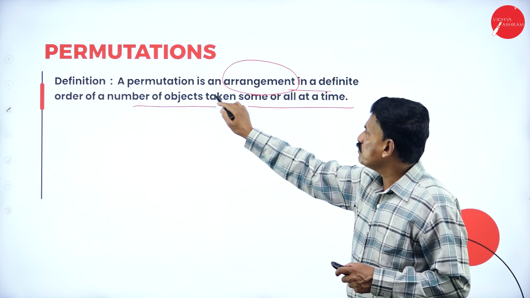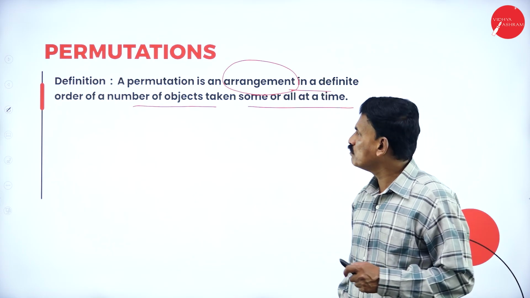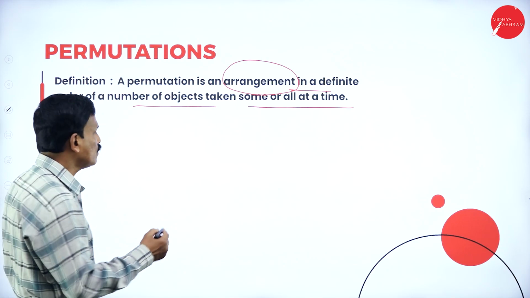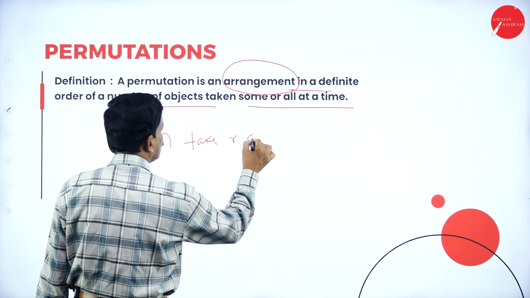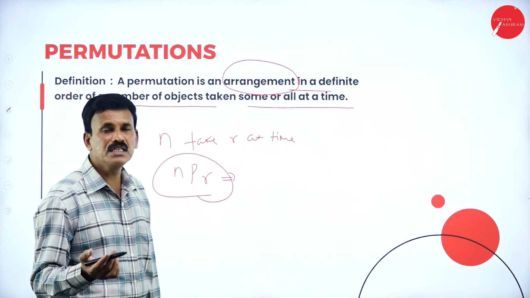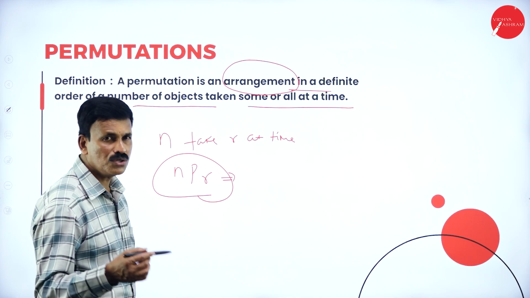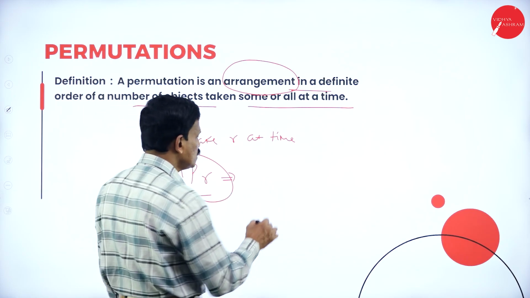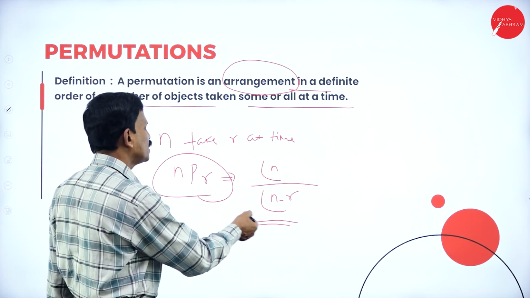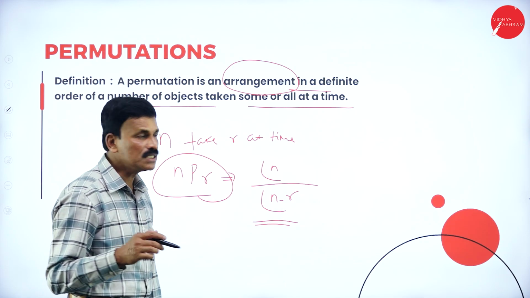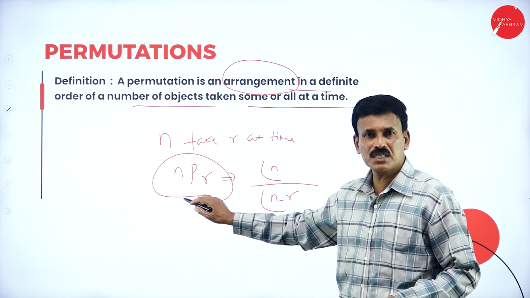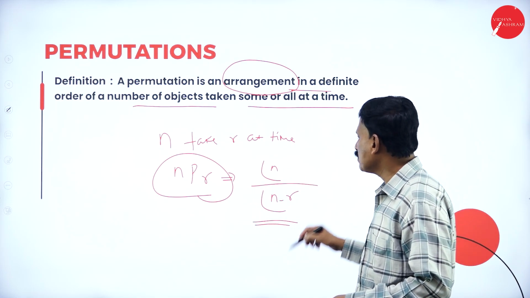So, a permutation is an arrangement in a definite order of a number of objects taken some or all at a time. The permutation of n different things taken r at a time is denoted as nPr. The formula to find the permutation is factorial n divided by factorial n minus r. Later on we are going to discuss the factorial notation of n and n minus r. So, the arrangement of n different things taken r at a time, denoted as nPr, is given by n factorial divided by n minus r factorial.